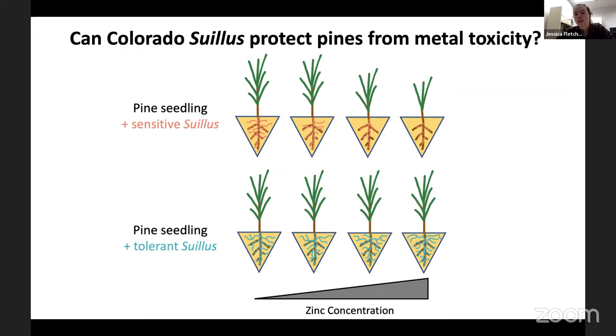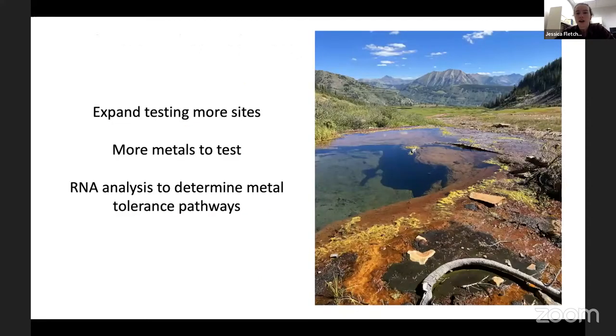And what we hypothesize will happen is that the bioassays growing with the sensitive Suillus isolate will fare a lot worse at this higher concentration of zinc. And we hope that our Suillus that is tolerant to zinc will actually be able to protect its pine partner from the contamination in the soil, similar to what was seen in those Belgian isolates that I talked about a second ago. So that's where we are right now.